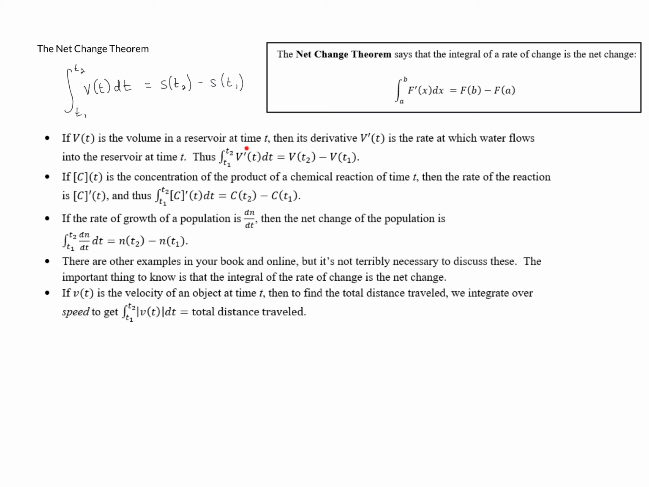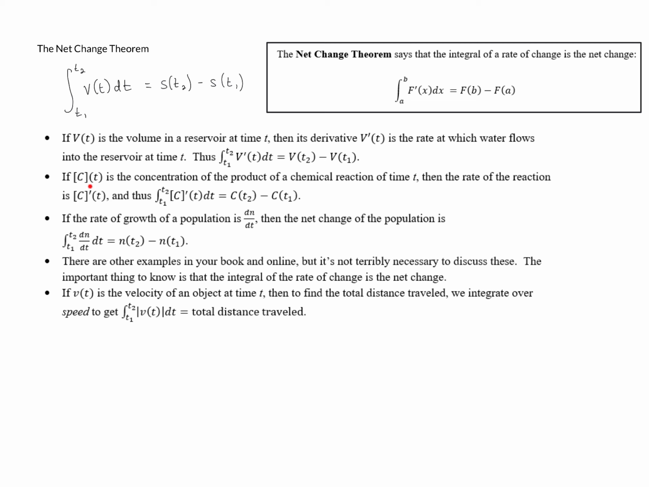If we know that rate of change, we can integrate over a time period, and that will give us the net change in volume. Basically, the difference in the volume at the end versus the volume at the beginning of that time period. So that's one way that we could integrate a rate of change and end up with net change in the end. The next example comes from chemistry.